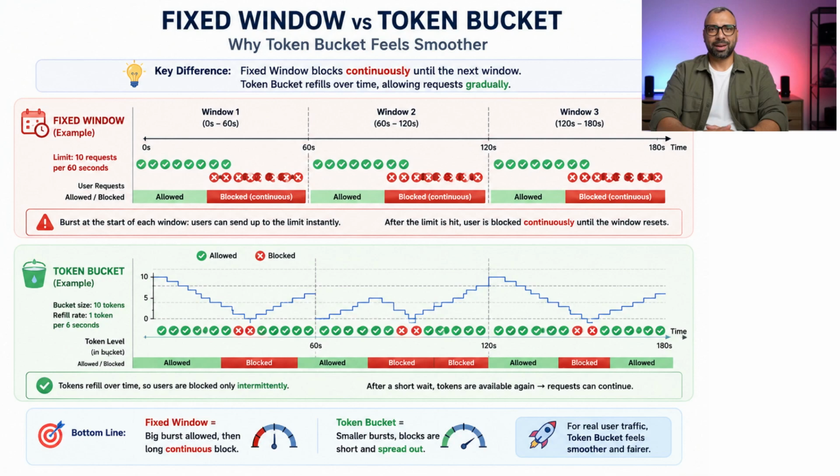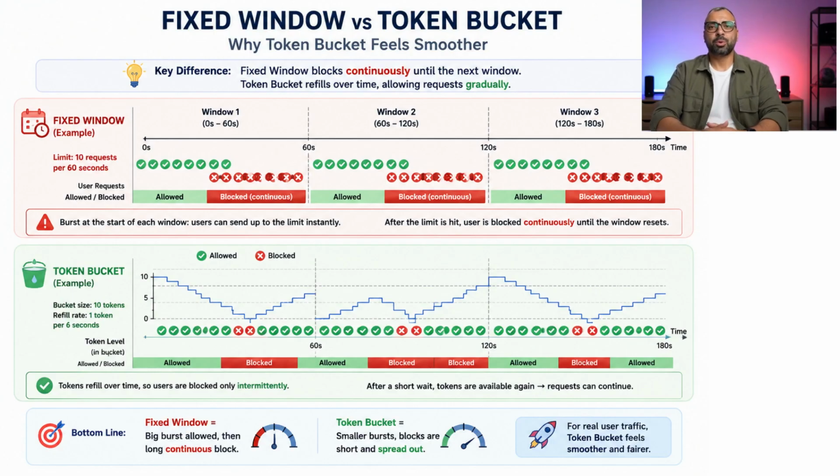Take a look at the timelines. With fixed window, the user can send requests continuously until the limit is reached. Once that limit is exceeded, every additional request is blocked until the entire time window resets. That creates one long continuous block, followed by another burst of requests when the new window begins.